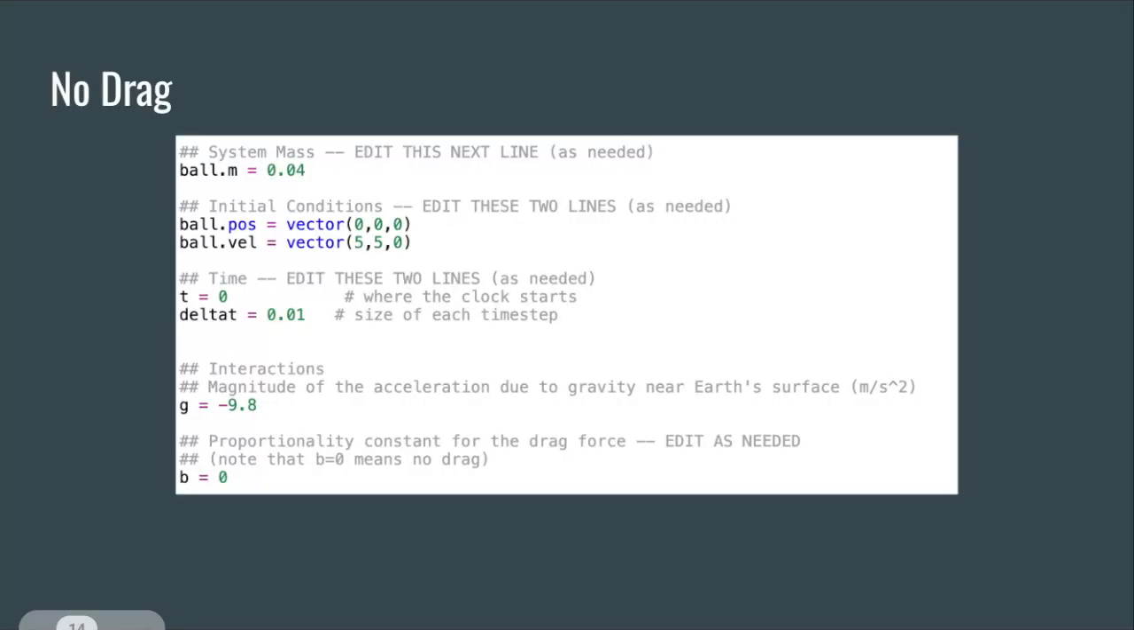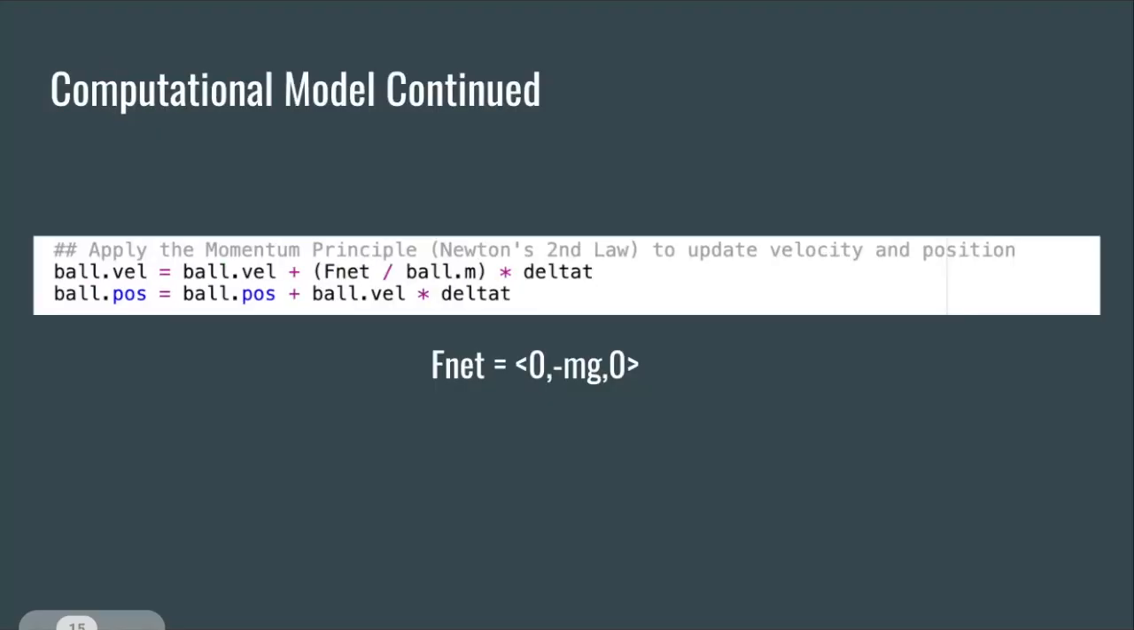For the computational model, we had two, one with drag and one with no drag. For the one with no drag, we set our mass to 0.04 because that's the mass of our eraser. We have our initial conditions with our position being 0 and our delta t being in increments of 0.01. We can see that the magnitude of the acceleration due to gravity near the Earth's surface is 9.8, and our proportionality constant is 0 because there's no drag force, which means we just apply the momentum principle to update position and velocity.